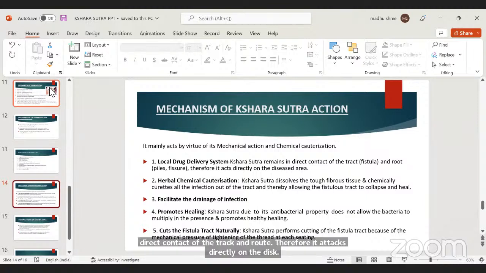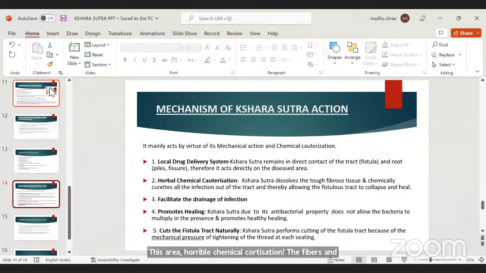Herbal chemical cauterization: Kshara Sutra dissolves the tough fibrous tissue and chemically cures all the infection out of the tract, thereby allowing the fistulous tract to collapse and heal. It facilitates the drainage of infection in the form of pus. Promotes healing: Kshara Sutra, due to its antibacterial property, does not allow bacteria to multiply and promotes healthy healing. It cuts the fistula tract naturally. Kshara Sutra performs cutting of the fistula tract because of the mechanical pressure of tightening of the thread at each sitting.